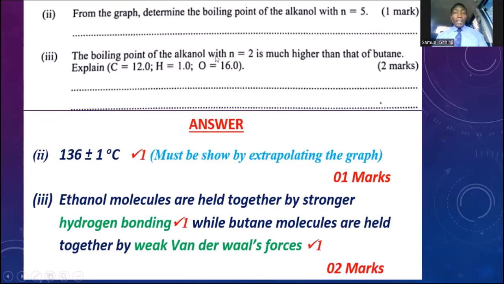Why the boiling point of an alkanol with n equals 2 is much higher than that of butane. An alkanol has hydrogen bonding, while butane has just the weak van der Waals forces. This brings the difference, and that is all you need to state, my student, like I've presented in that question there.